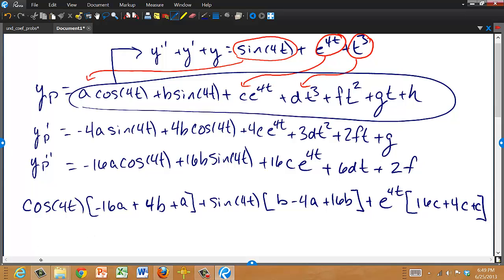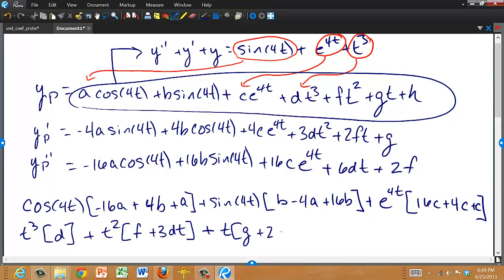I'll have a t cubed term with a d on it. I'll have a t squared term with f plus 3d on it. I'll have a t term with g plus 2f plus 6d on it. And I'll have a constant term of h plus g plus 2f.